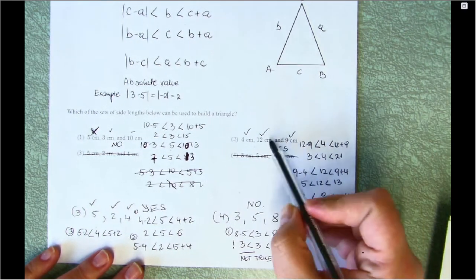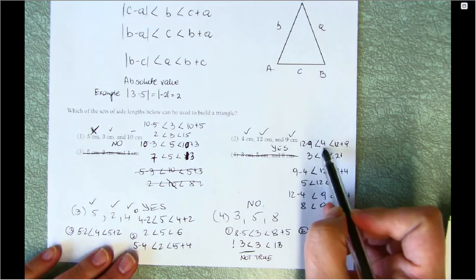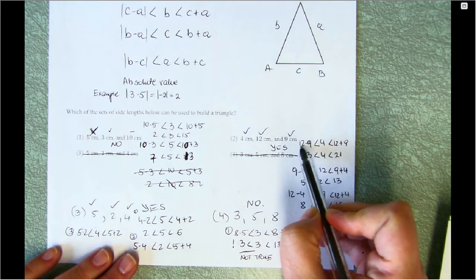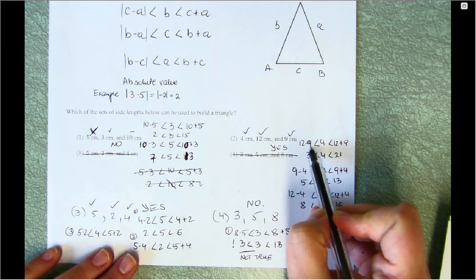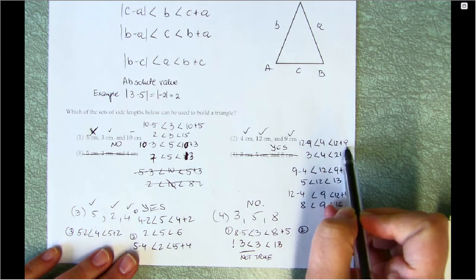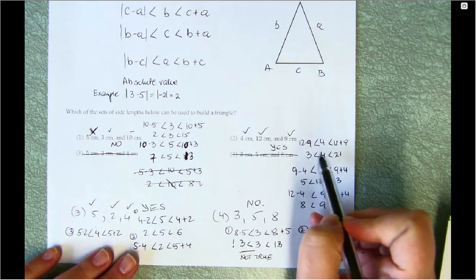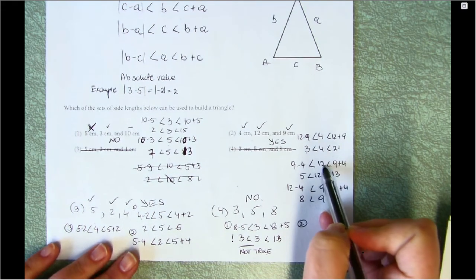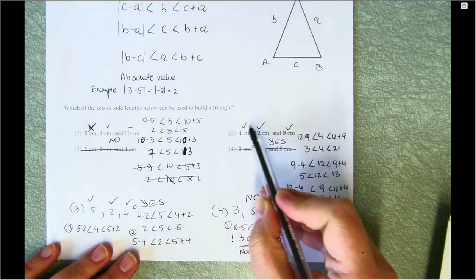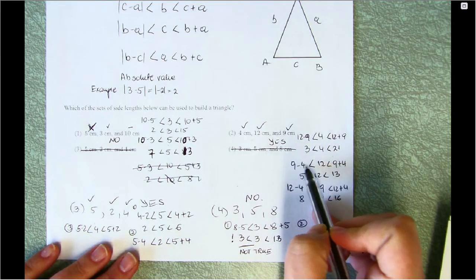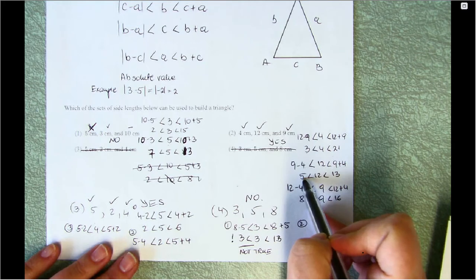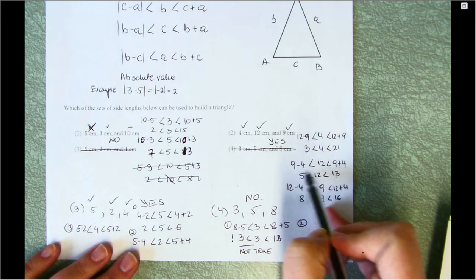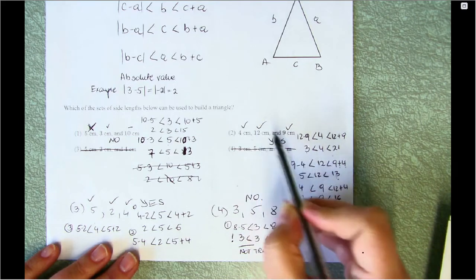So let's try number 2. I'm going to check 4. If I'm using 4, I have to use the other sides: 12 minus 9, which is 3, and 12 plus 9, which is 21. Is 4 between 3 and 21? Yes. Okay, I'm checking 12. If I'm checking 12, I need to use 4 and 9. 9 minus 4 is 5, and 9 plus 4 is 13. Is 12 between 5 and 13? Yes, that checks out.